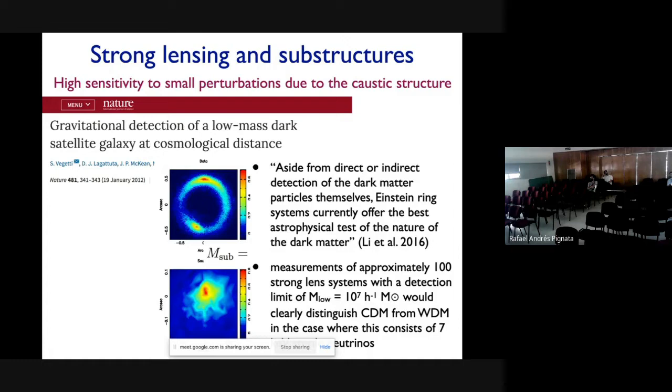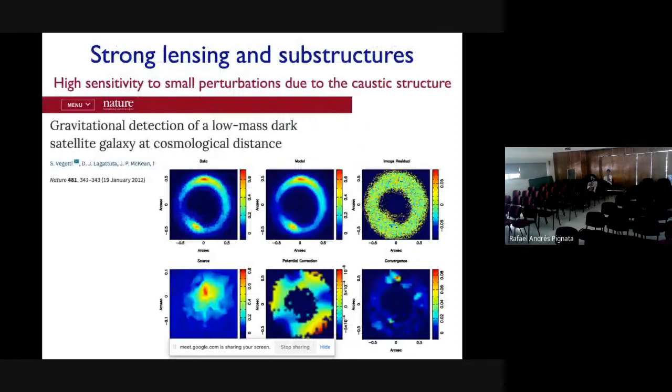So you could, in this estimate that I'm quoting here from a paper, if you have about 100 systems like this, you can go below masses of 10 to the 7 solar masses, which is important to test one of the warm dark matter scenarios of a sterile neutrino of 7 keV. Okay, so that's just to mention an example. Let's work a little bit in more detail. Another example for testing gravity.